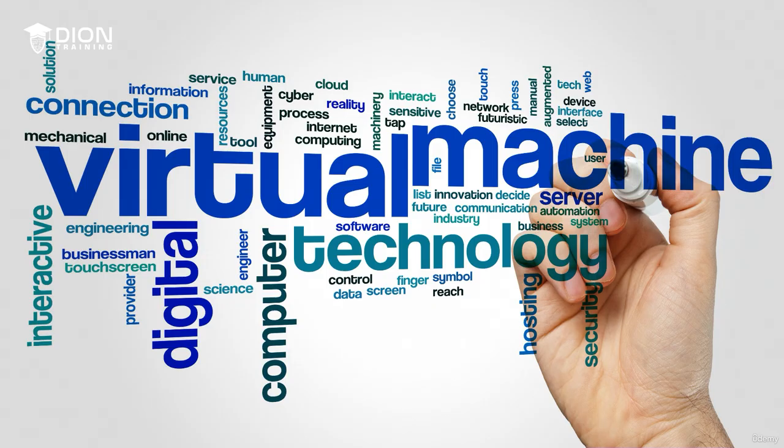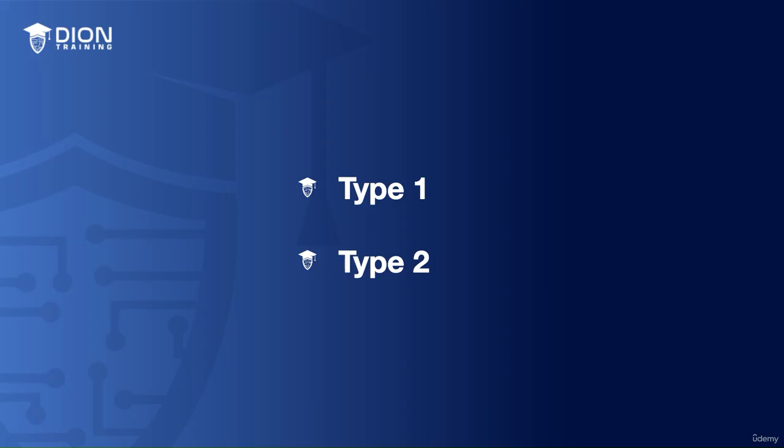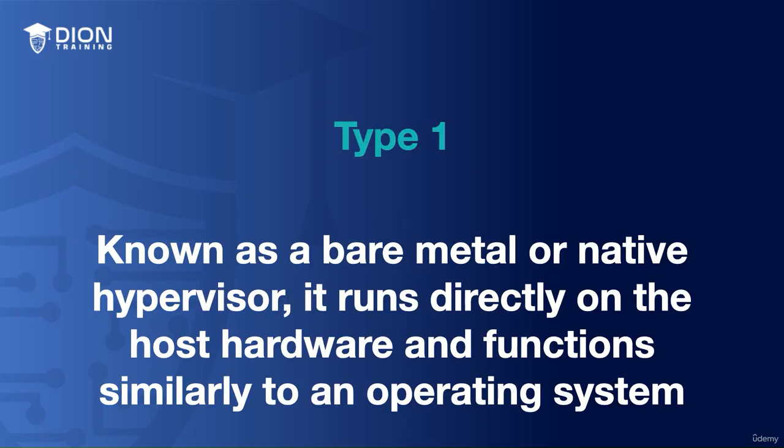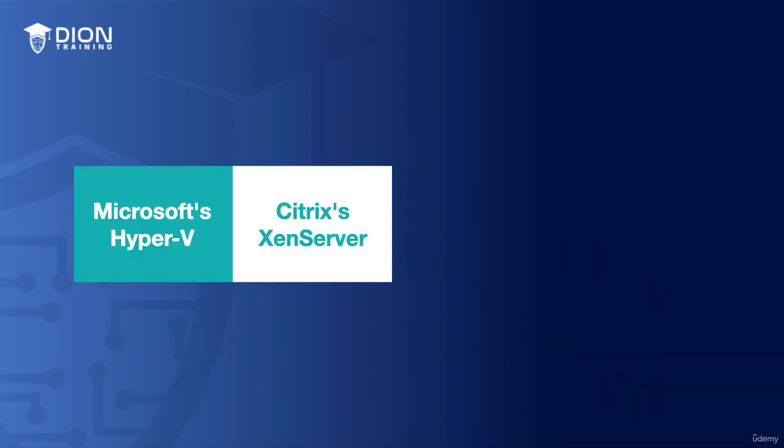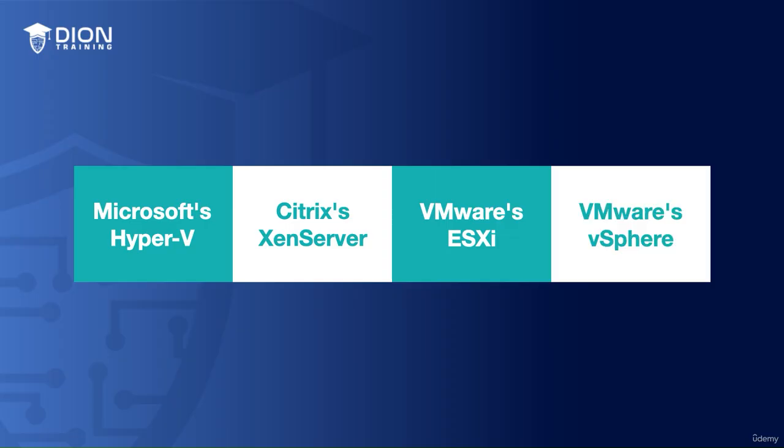Virtual machines operate on a platform known as a hypervisor, which manages the distribution of the physical server's resources, such as the processor, memory, and hard disk space, among the virtual machines. Hypervisors come in two main types, Type 1 and Type 2. A Type 1 hypervisor, also known as a bare metal or a native hypervisor, runs directly on the host hardware and functions similarly to an operating system. Examples of Type 1 hypervisors include Microsoft's Hyper-V, Citrix's XenServer, and VMware's ESXi and vSphere.